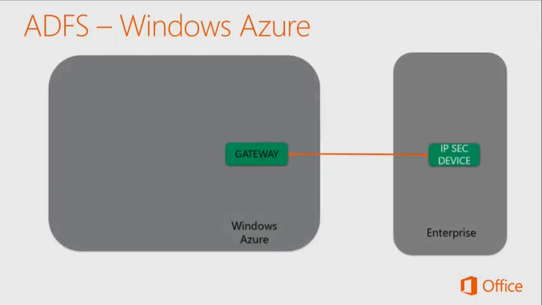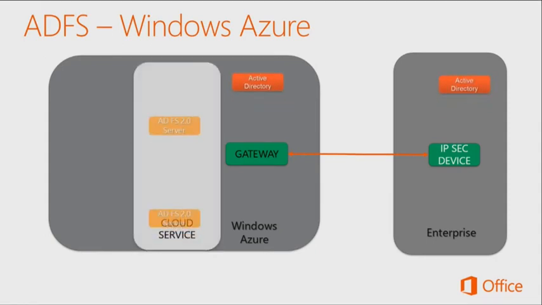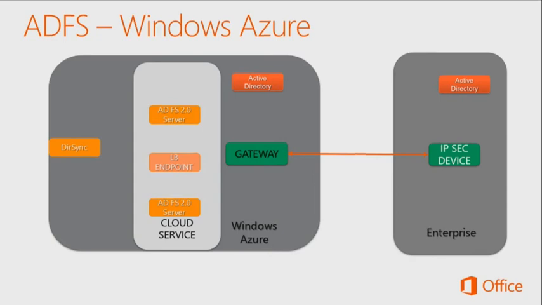So here's another animation. We've got a gateway that connects to our IPsec device on the enterprise, which connects to the Windows Azure gateway, which can provide Active Directory and then the cloud service. So the ADFS 2.0 servers, load balancing endpoint, and then DirSync. We can run that up in Azure as well. Your whole DirSync, your whole ADFS and Active Directory can run in Azure.